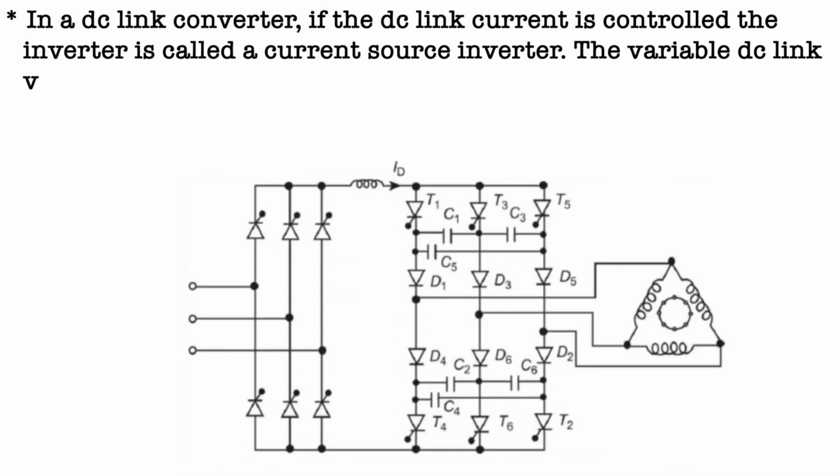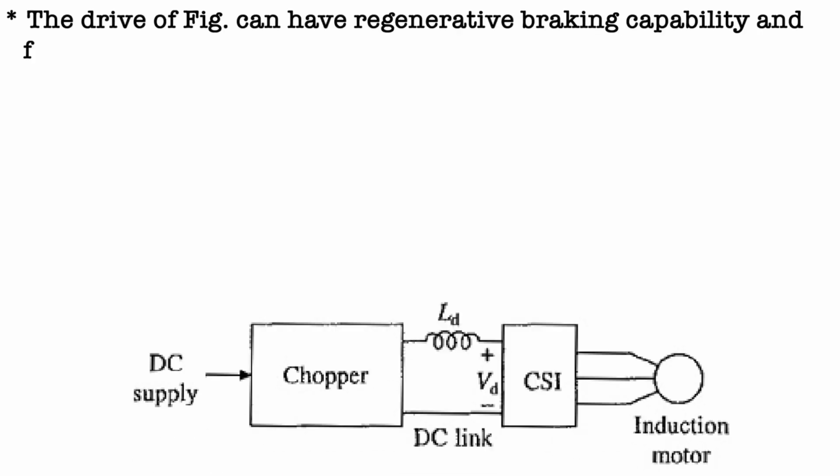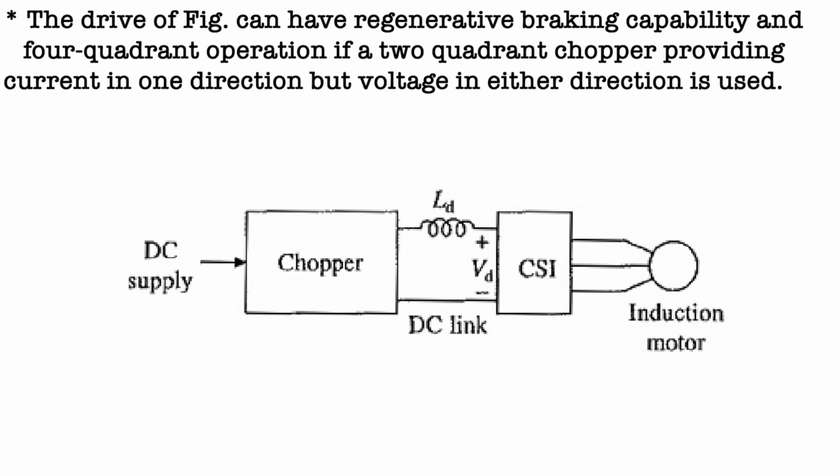In a DC link converter, where DC link current controls the inverter, it is called a current source inverter. The variable DC link voltage is converted to current source by means of the inductance. The drive shown in the figure can have regenerative capability and 4-quadrant operation if a 2-quadrant chopper providing current in one direction but voltage in either direction is used.